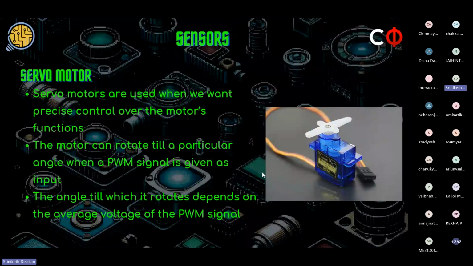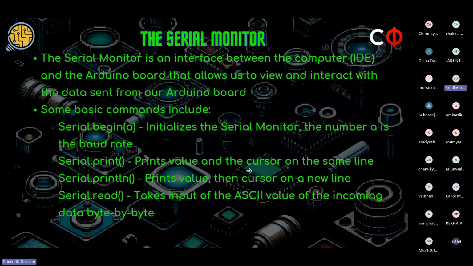Now, just before we get started with the simulations again, I want to introduce you to the serial monitor. The serial monitor is very simple. It's an interface between the computer and the Arduino board that allows us to interact with the data sent by our Arduino board. Generally, this microcontroller is programmed by connecting it to a computer. The way it works is we have an IDE involved. Arduino, for example, has its own IDE, and we can write programs in the IDE to communicate with the microcontroller. I'll show what I mean shortly.